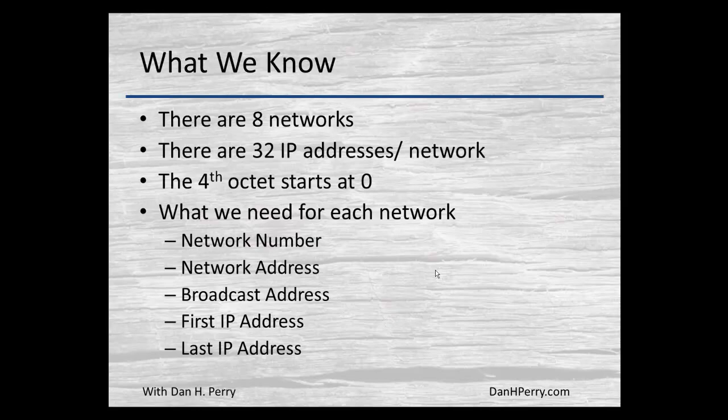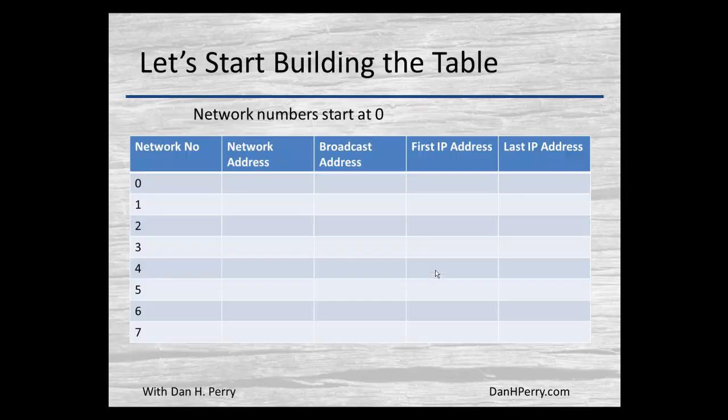So what do we know? We know there are 8 networks, 32 IP addresses per network. The 4th octet always starts with 0. So we're going to build a table in which we have the network number, the network address, the broadcast address, and the first and last usable IP address in each network. Since we've got 8 networks, we'll number them 0 to 7, and we've got our column headings for network number, address, broadcast address, first and last IP address.